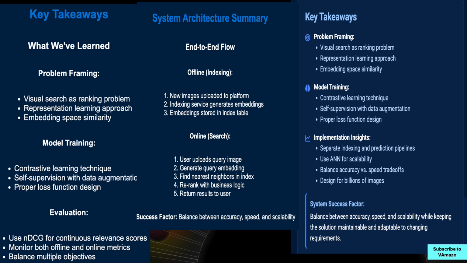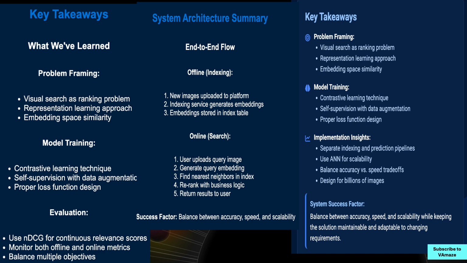Cold start is a real challenge. What do you do with brand new images that have no interaction data? How do you surface them in search results so they get initial exposure? Continuous learning is essential. Visual trends change. New products are added. User preferences evolve. Your system needs to adapt. This might mean periodically retraining your model, updating your index, or adjusting your re-ranking logic. Cost optimization is often overlooked in interviews, but critical in production. Storing and searching billions of embeddings is expensive. Techniques like quantization, caching popular queries, and smart index partitioning can dramatically reduce costs while maintaining quality.